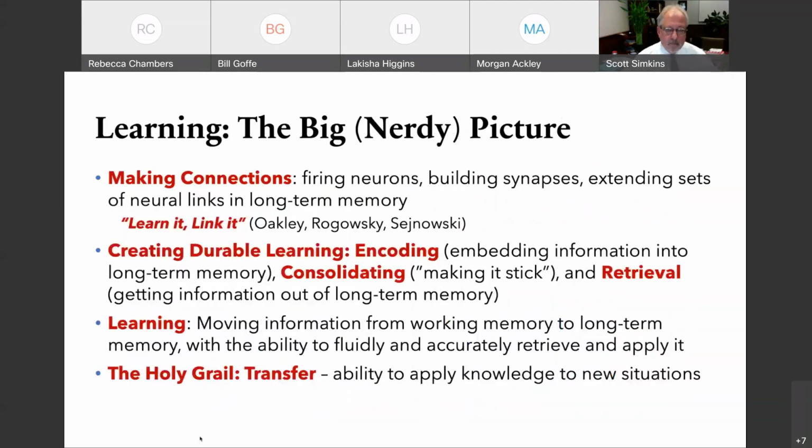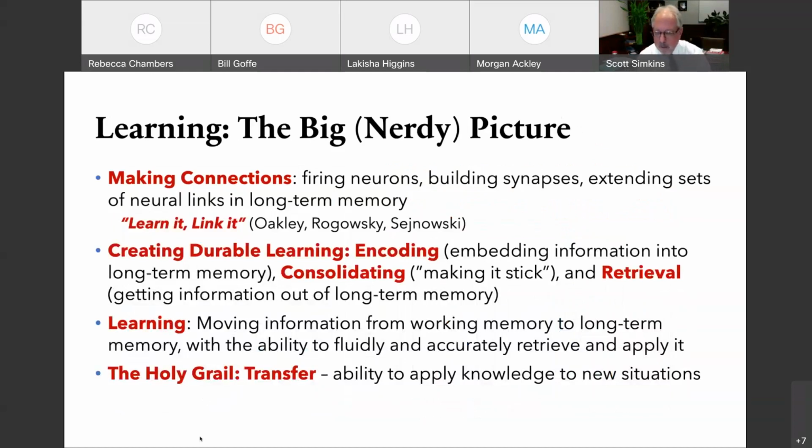So learning, right? The big nerdy picture here is about making connections, firing neurons. It's about students changing their brains. We can't learn for students; students have to do that. So we provide the environment to help them build synapses, fire neurons, and link them, right? Barbara Oakley and her colleagues call it learn it and link it, right?